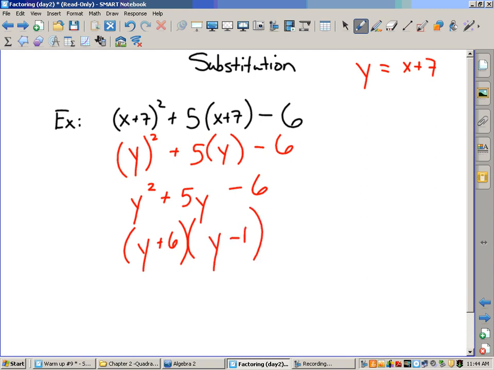Though that's your answer right there. I'm just asking you to factor right now. That's your answer. But one little minor thing. You see, y is really x plus 7. So I'm going to substitute in where that y is. I'm going to put back the x plus 7.